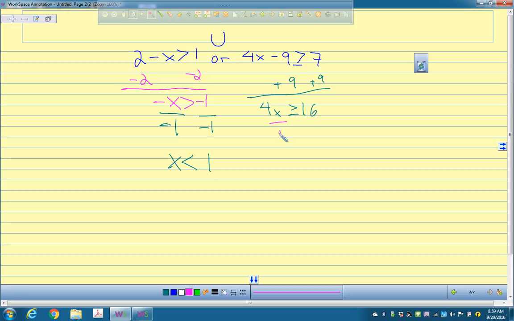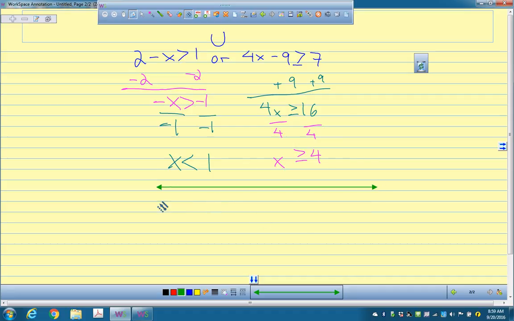Then divide by 4. So I get x is greater than or equal to 4. So I have two sets that I need to combine on a number line. It says x is greater than or equal to 4, so you make a little square bracket there at 4, and you go this way.